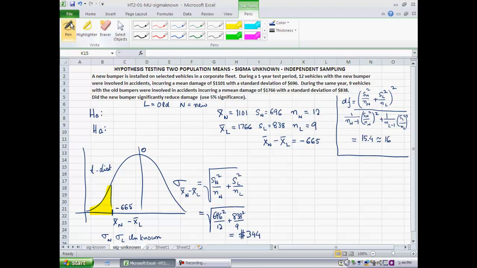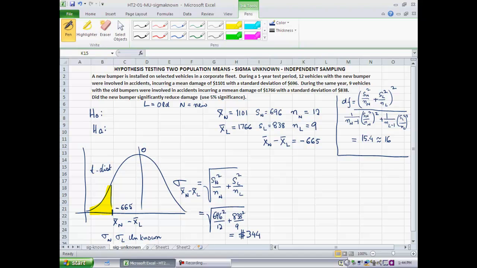Notice that the two populations that we are comparing here: one is the set of cars with new bumpers, the second population is the set of cars with the old bumpers. Just to ease the notation, I will use the subscript L to represent the old bumpers population, and the second population will be represented by the subscript N, meaning new bumpers.